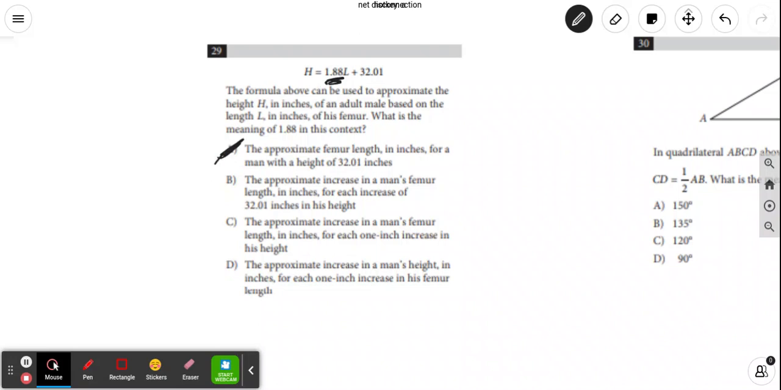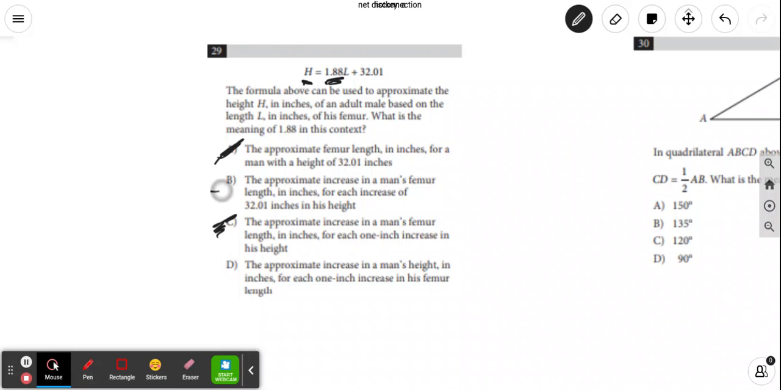That doesn't make any sense. Approximate increase in a man's femur length. This is talking about height, right? That's your final height. Let's come back to that one. Okay, the approximate increase in a man's femur length in inches for each 1 inch increase in his height. The final product, the approximate increase is in height, not femur length.